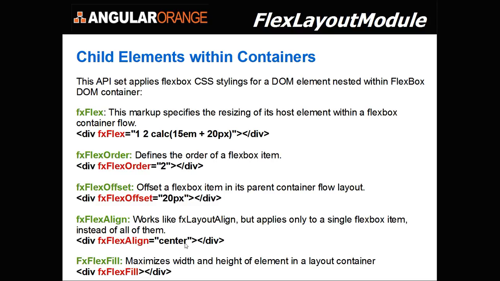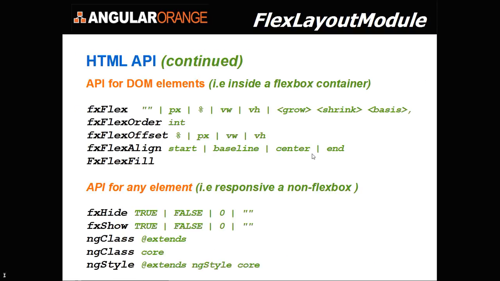Okay, so then you have the align. You could align in the center, etc., and you could maximize the width and height of an element in the layout container by doing an fxFill. Okay, this is the summary of really the API. You've got these things you widely use, these things you're trying to hide and show. This works for responsive and non-flexbox elements.